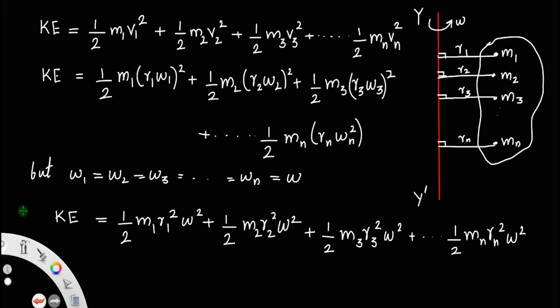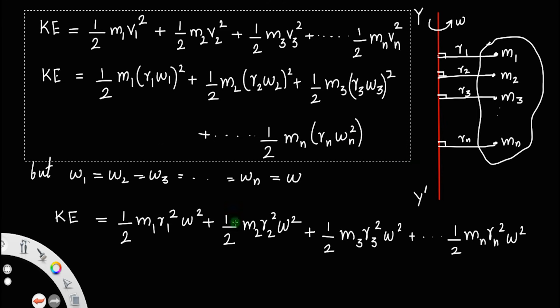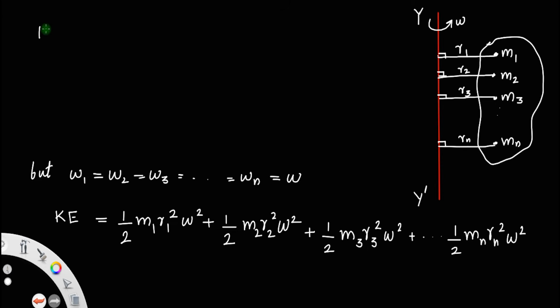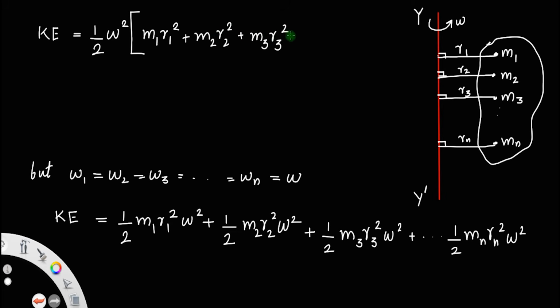Clear? Since the angular velocity is constant and common for every term, you can take that outside. So the relation will be kinetic energy is equal to half omega square, which you can take outside since it is common for all the terms. The rest of the terms will be m1 r1 square plus m2 r2 square plus m3 r3 square plus etc. up to mn rn square.